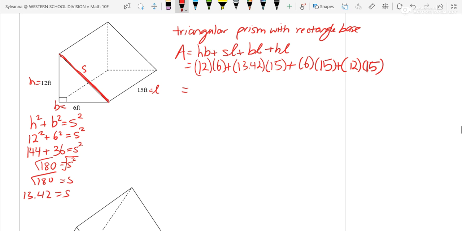So simplifying my multiplication terms, I get 72 plus 201.3 plus 90 plus 180. And once I add all those together, I get 543.3 feet squared.